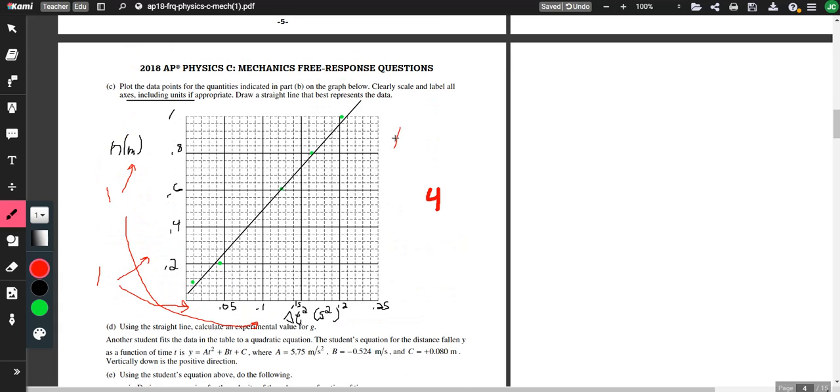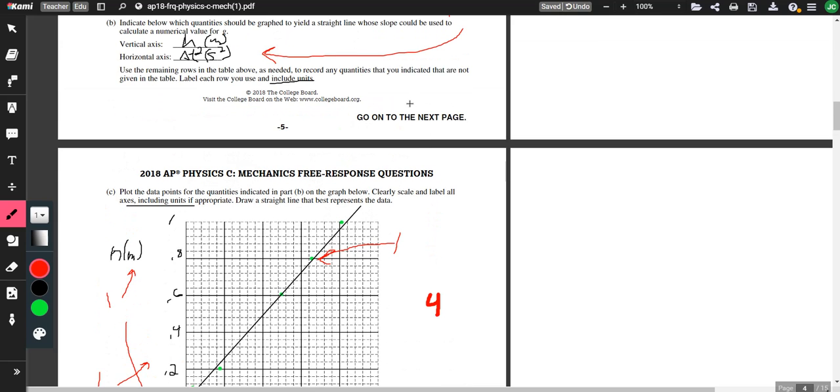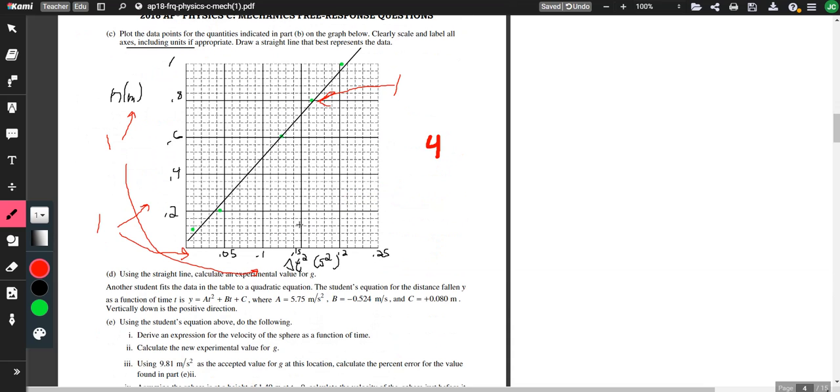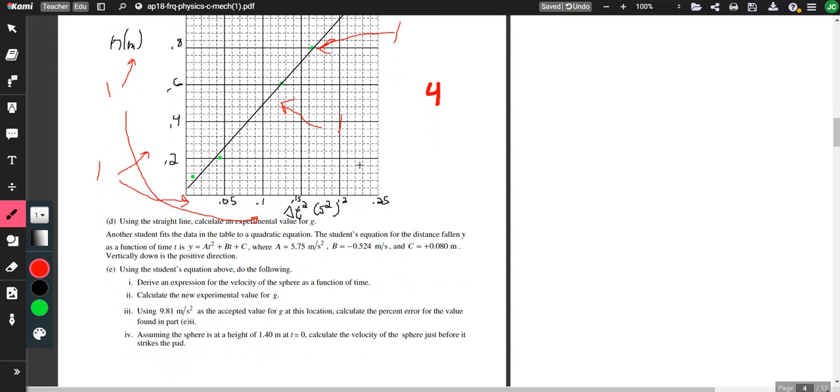You get 1 point for plotting the data, again, based off of what you did up here. And then you get 1 more point for drawing your line of best fit based off of the data. So yeah, that's pretty much how that one is. I felt it was a fairly reasonable type question.